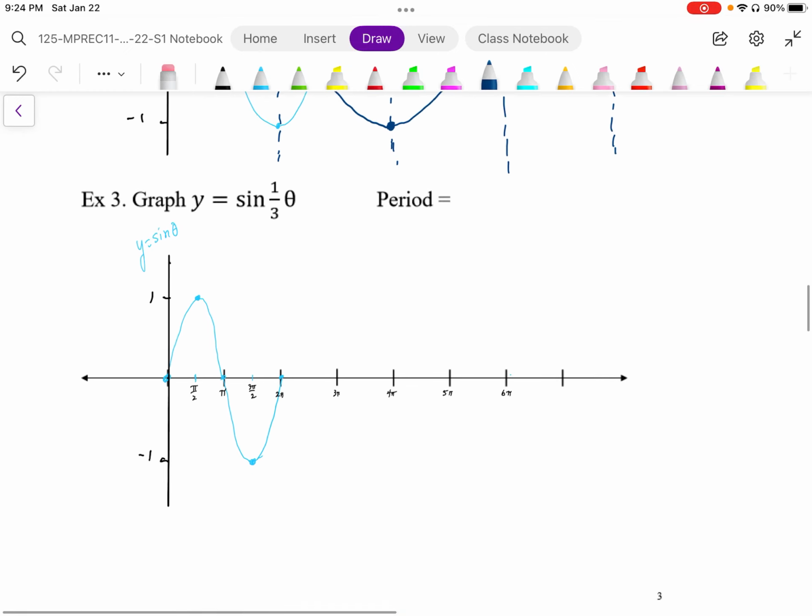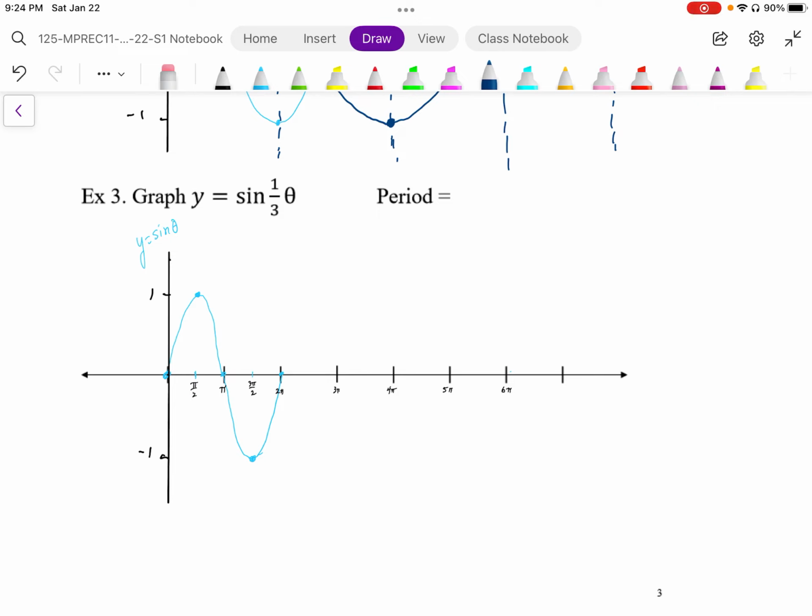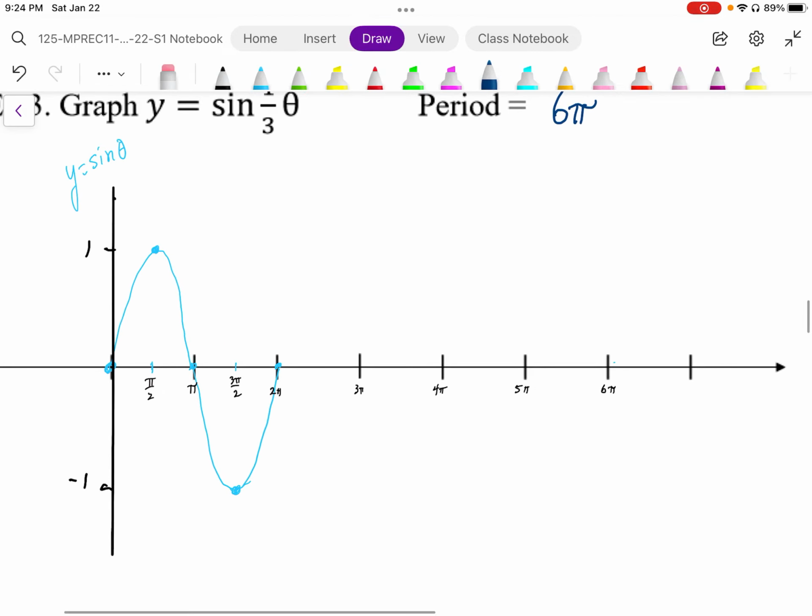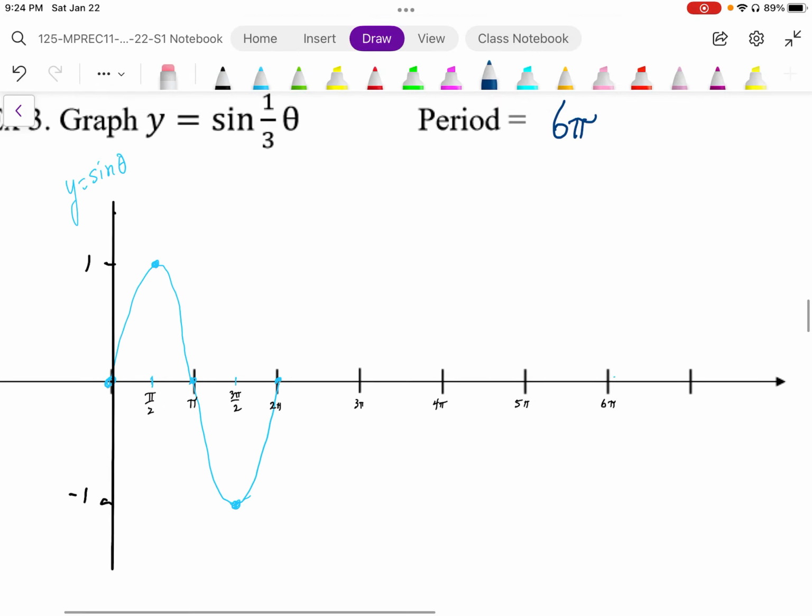In this next example, the b value is less than 1 again. So the period is going to be a horizontal expansion, in this case, by 3. So we end up with a period of 6 pi. So then I've got my original sine theta graph, starting at 0, going up to 1 to 0, back down and back up. Now I'm going to stretch this. So I'm just going to, again, mark my end position, and I'm going to divide it into the quadrants. So halfway, I draw it in.